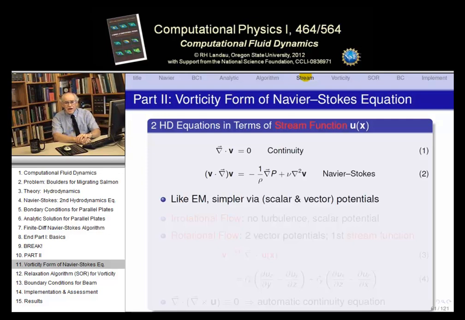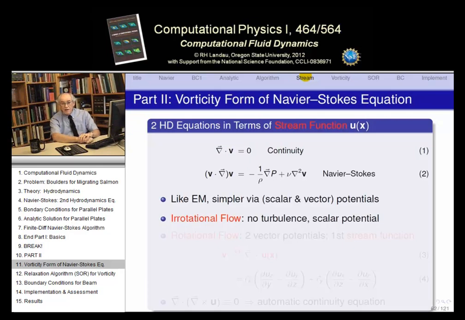If you remember in E and M, we had a scalar potential, phi, and a vector potential, A, and we used those because it was easier to solve for those potentials than it was to solve for the actual fields, which were E and H. Same is true here. We could solve for the velocity, but that's trickier than solving for two other functions. One of these functions is called the stream function, and that's what we'll introduce here. Essentially, it's a vector which gives you the direction of the stream flow. The other will be called the vorticity, which gives you the rotation. So, let's talk about that.